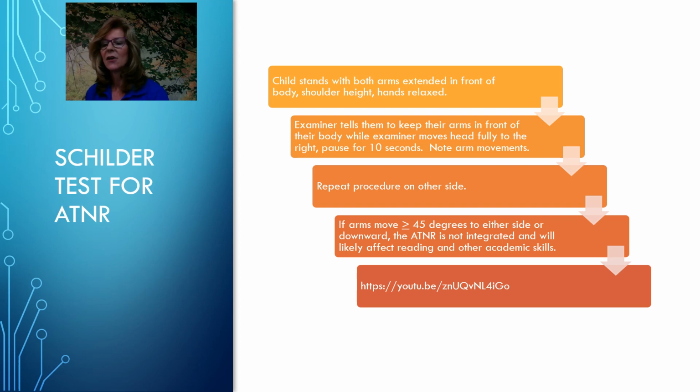And as you turn that head, you're going to keep the head there for maybe 5 to 10 seconds just to see what happens with the arms. If the arms move 45 degrees or greater to either side or downward, as I mentioned, the ATNR is still present. It has not been integrated, and it will likely affect reading and other academic skills. It will also interfere with certain motor skills as well. I have included a little link there if you can see it or you want to get to it, a YouTube link if you want to see the Schilder test done.